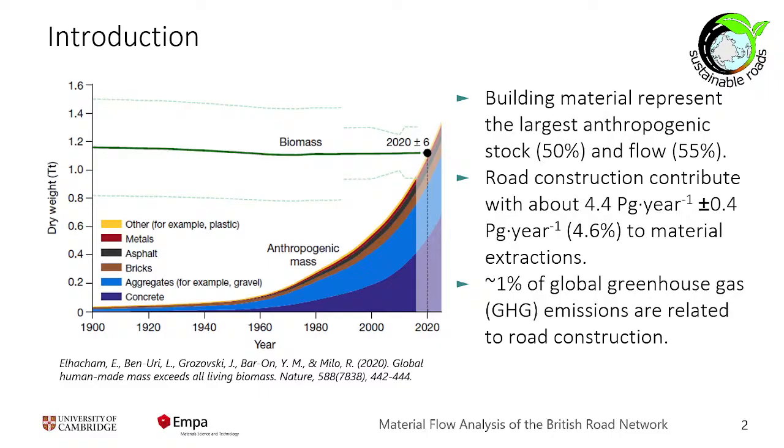But it's still 4.4 gigatons per year. And roads also contribute roughly 1% to the global greenhouse gas emissions, which we all need to reduce by 2050, some countries by 2035.